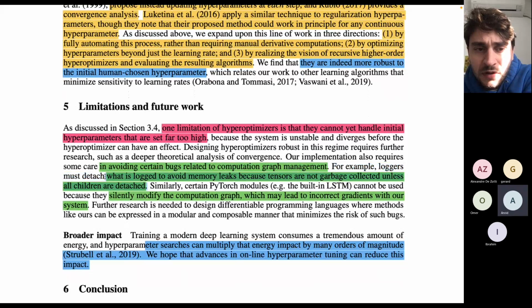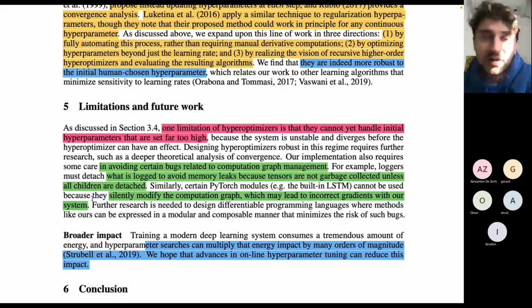In a lot of the code I write, we do detach metrics anyway, just as a failsafe. And then also, built-in LSTMs cannot be used because they silently modify the computation graph, which can lead to incorrect gradients with our system. That I think is a more major issue, because one of the nice things about PyTorch, at least, is that it's based on building a dynamic computation graph, which means it can change from iteration to iteration, and even between data points, and that's really useful, actually, I think, for doing research.